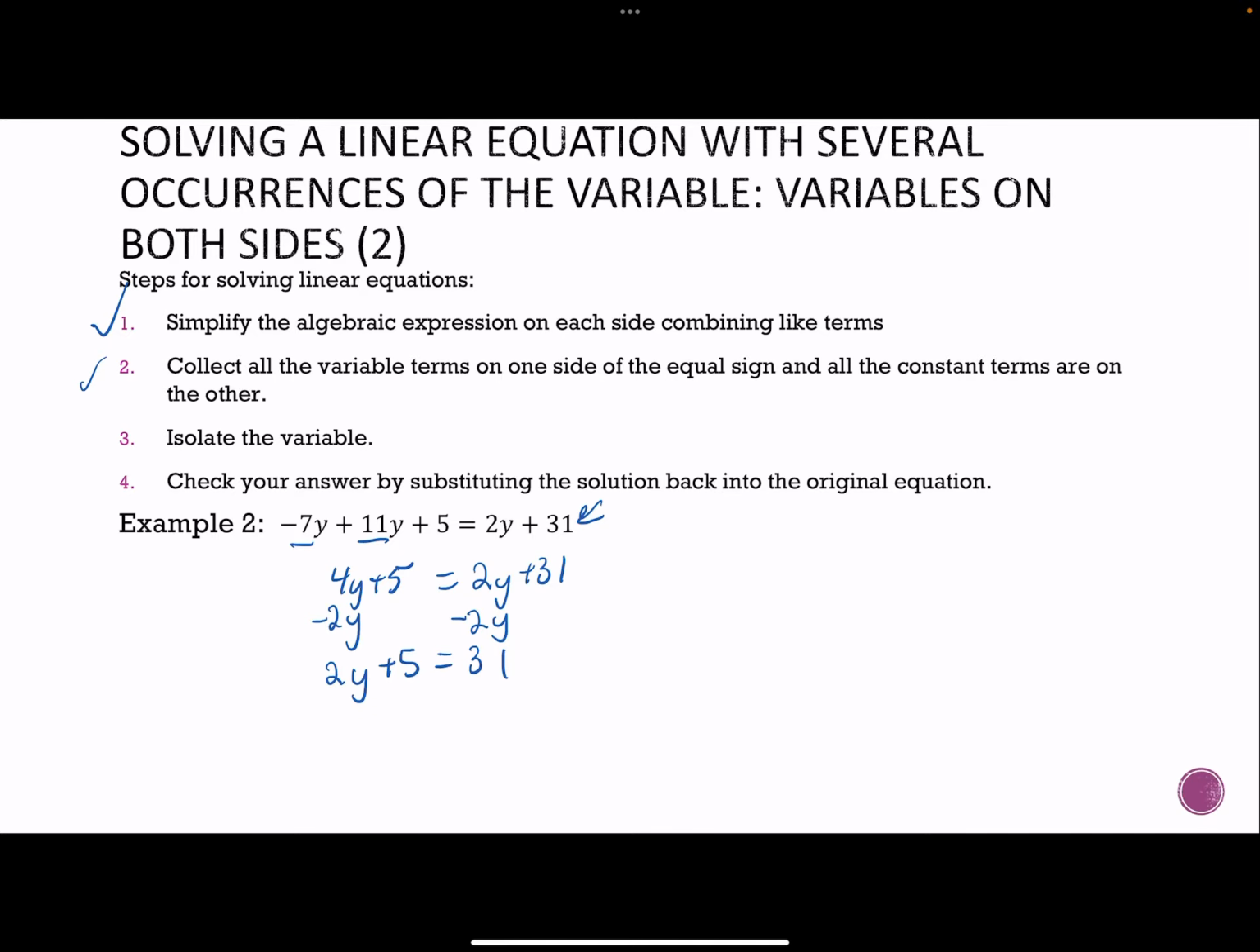So 2y plus 5 equals 31. I subtract 5 from both sides. I get 2y equals 26. I divide both sides by 2. And I get y equals 13 as our answer. So we have collected our terms, we isolated our variable, and now if you want to, you can check your answer.